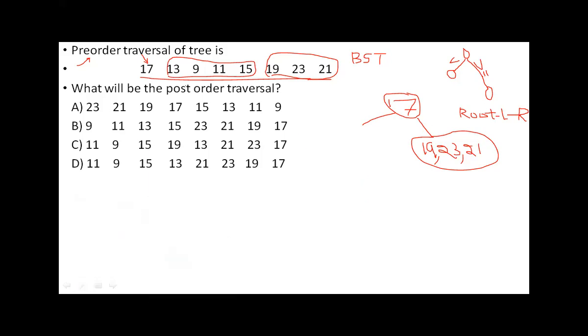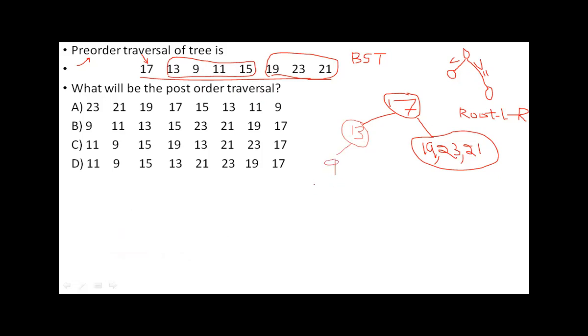Now see here. So 13 will become the next node here, the left child of 17. Then 9 and 11 will come in the left subtree. Again, you can check: 9 will be the left child here.